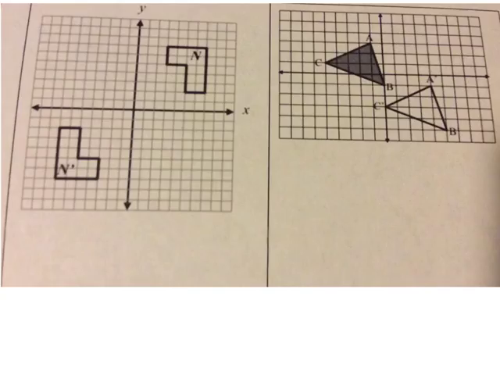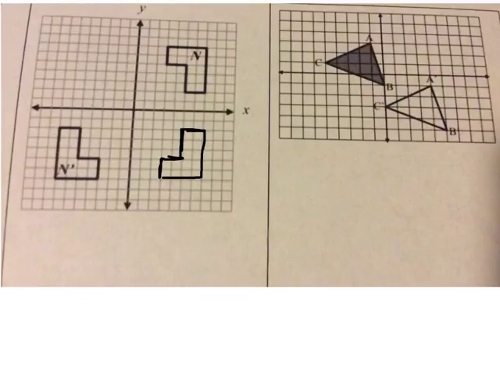Now you try a few. How could I get from shape n to shape n prime? Well, if I reflected n over the x-axis and then over the y-axis, I would get to shape n prime. You can see that a reflection over the x-axis would have taken me to quadrant 4, and then another reflection over the y-axis would have n facing the correct direction as n prime in quadrant 3.